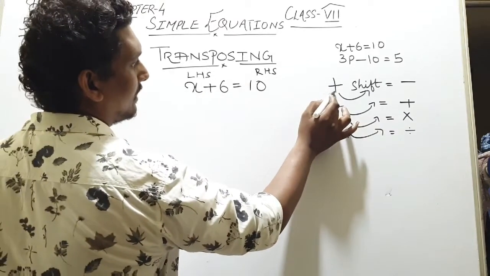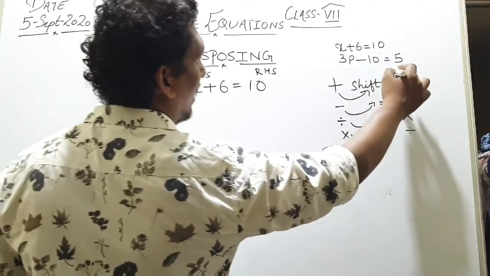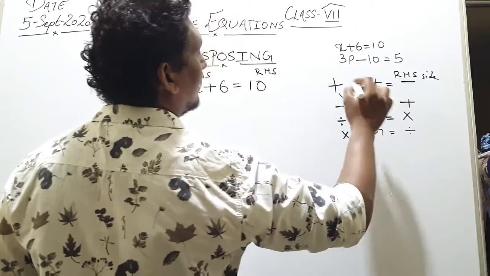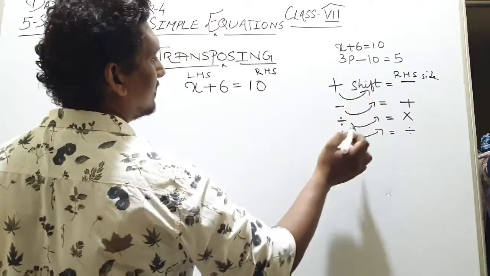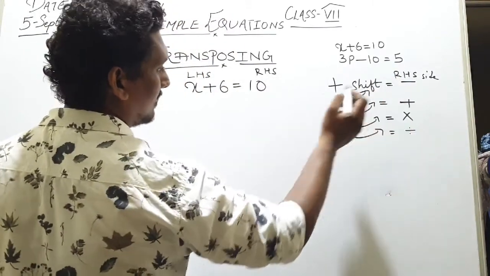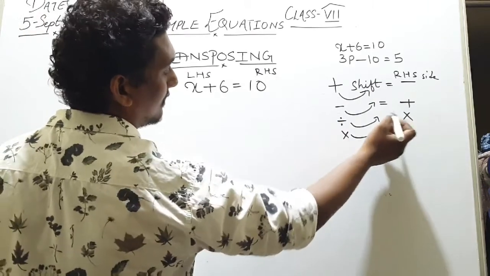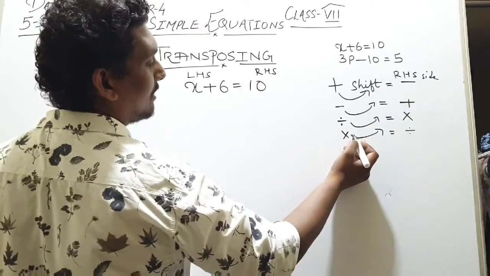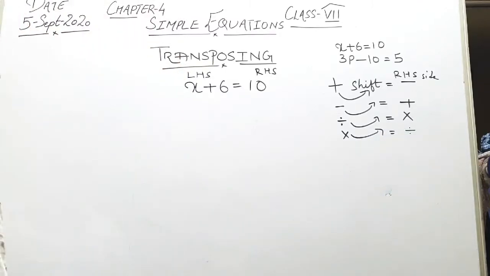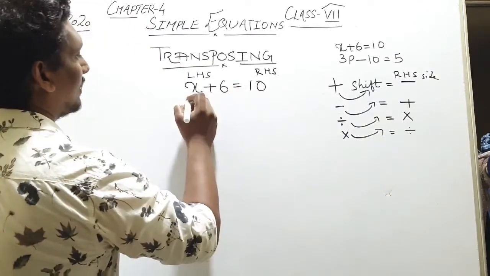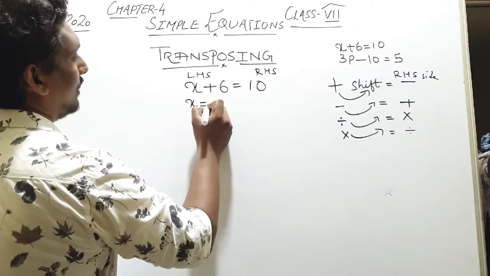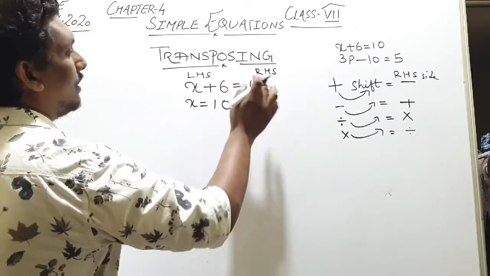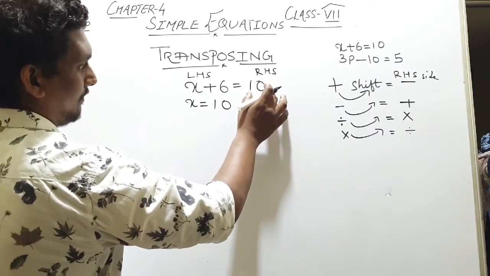If plus is given there, while shifting to the RHS side, plus will get minus, minus will get plus, divide will get multiplication, and multiplication will get divide, right? So here x is equal to 10. No need to change the place of this one, okay?